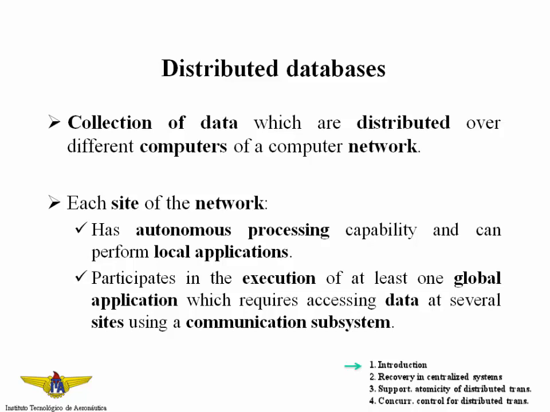One thing you have to think of is that each computer has autonomous processing, so they can decide, they can perform local applications. They can also take part in different ways in a global application. That requires accessing data at several sites using the communication subsystem. So you have a lot of points of failure that you have to consider.